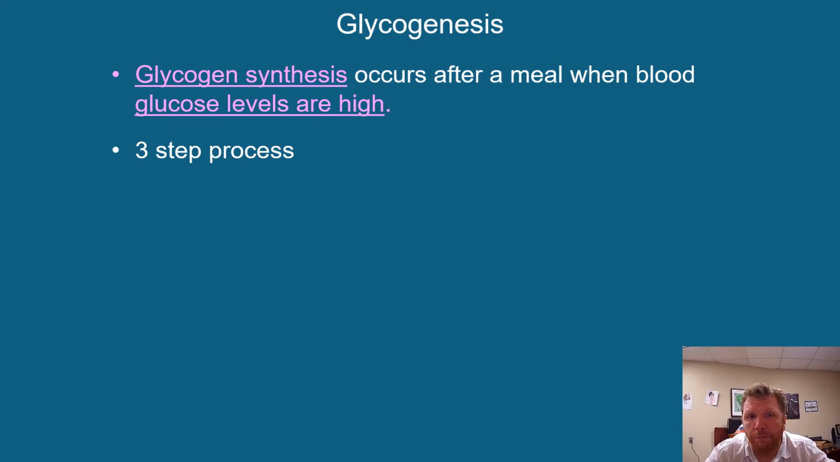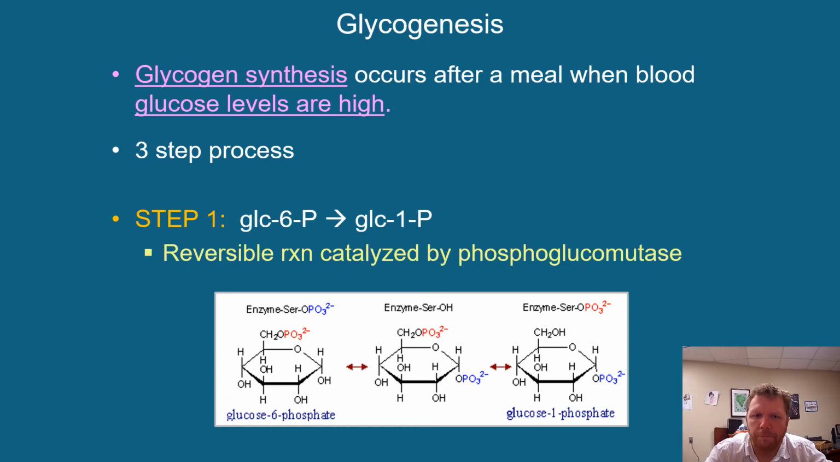Now, this is a 3-step process. Step 1, you take glucose 6-phosphate and it undergoes an isomerization by the enzyme phosphoglucomutase to make glucose 1-phosphate. This is a reversible reaction. All that we're doing is taking a phosphate off of one place and putting a phosphate on another place.